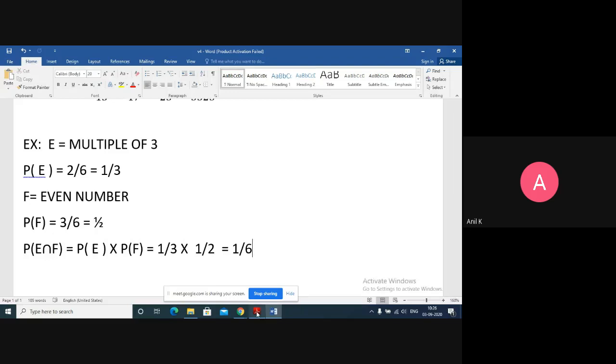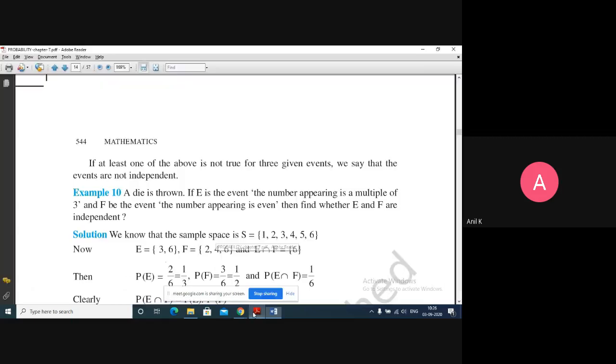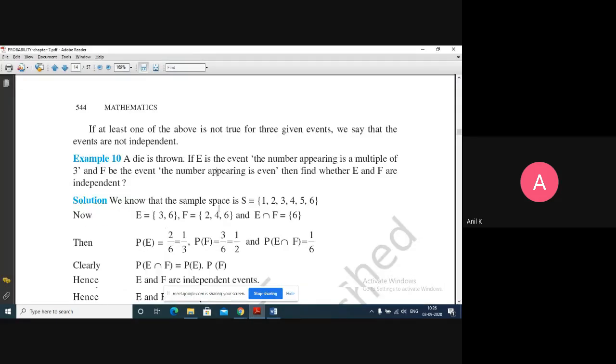Okay. So you can solve this question with the previous formula, the same question with these formulas also. First find P of E, then find P of F given E, then find P of E intersection F. Then it will also give the same answer. If you don't want to remember both ways, you can do it in the same way.